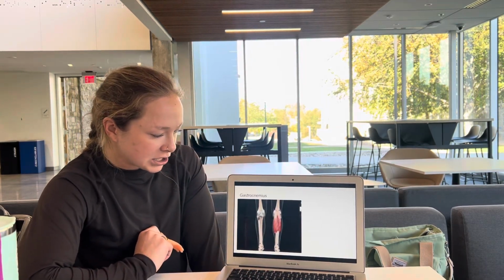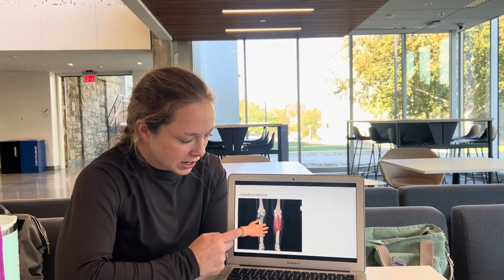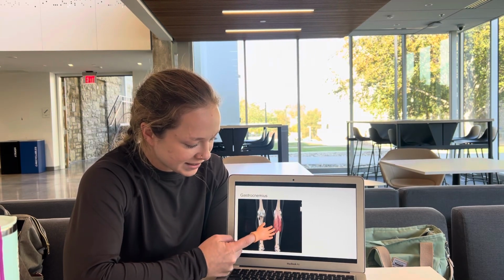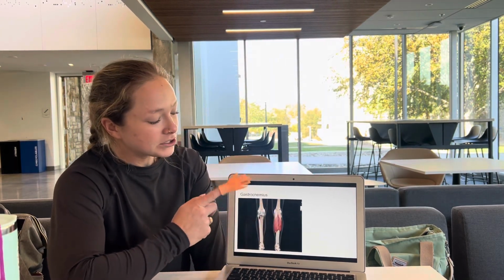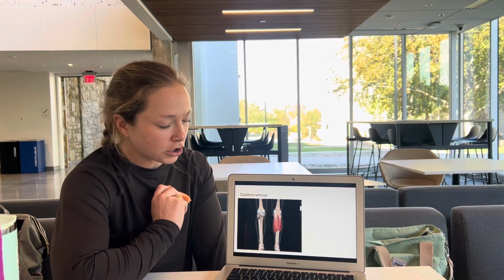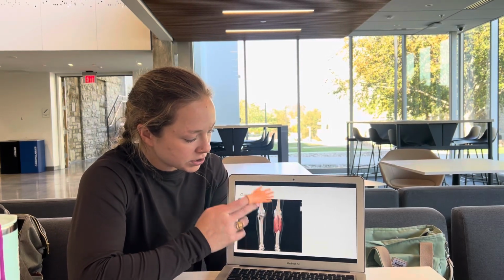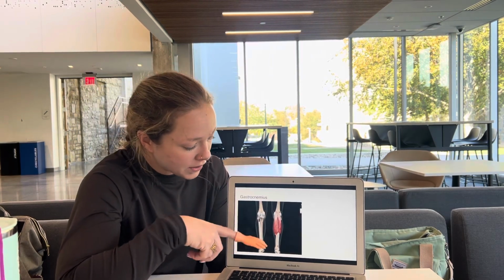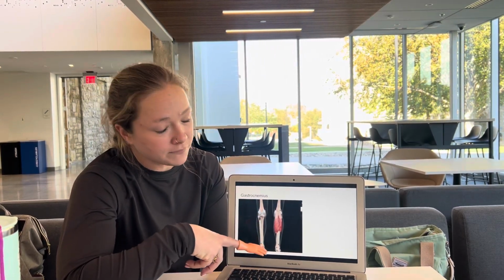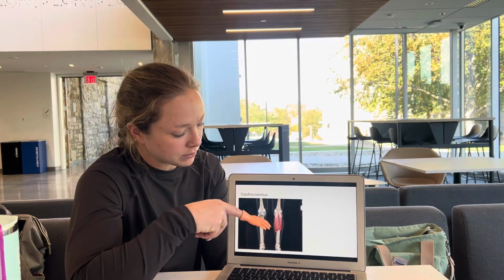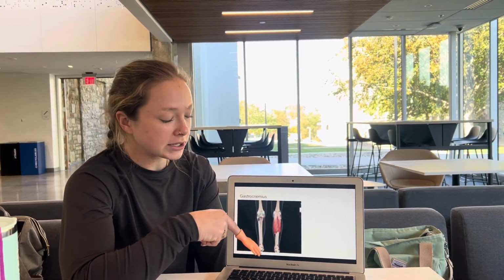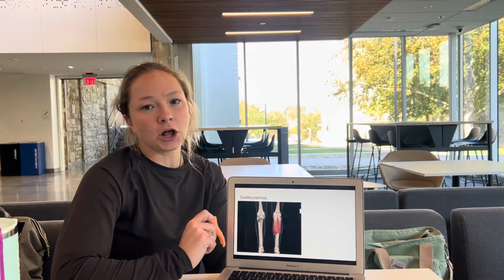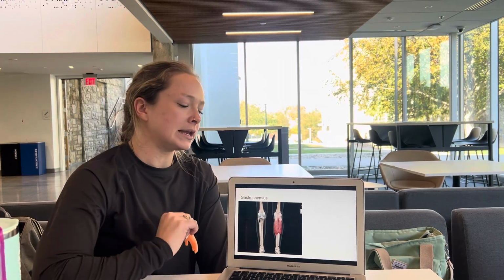Next up is our gastrocnemius. So our gastrocnemius has two heads. We have our medial head that's going to originate superior to the medial condyle on our femur. The lateral head is going to originate on the lateral side of our lateral femoral condyle, and then both of those are going to insert via the calcaneal tendon to the posterior calcaneal tuberosity. Our gastrocnemius is going to help us with ankle plantar flexion and knee flexion.